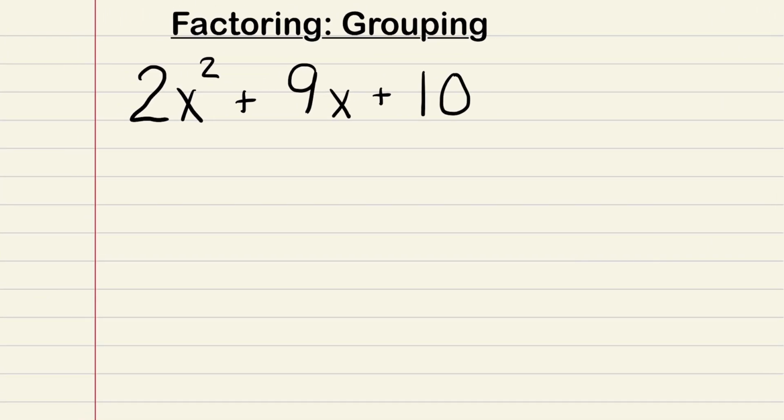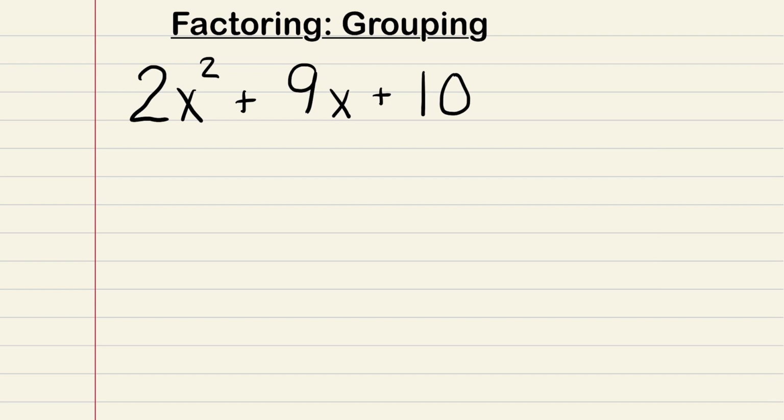When I look at this, I should always try everything else first. Is there a GCF? No, because there's no number that fits into 2, 9, and 10. So there's no GCF in this case. Can I use 1am? No, because the leading coefficient isn't a 1. So it doesn't qualify for 1am. So we're going to go ahead and factor this by grouping.